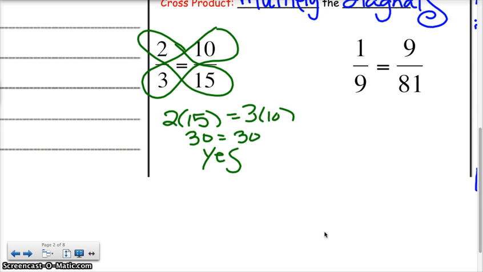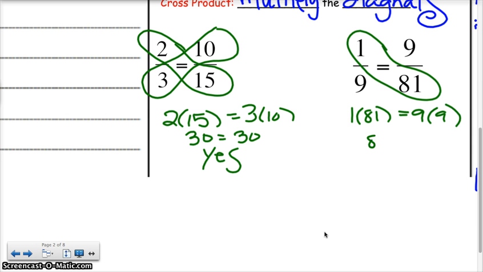Okay, 1/9. You can usually tell right away with 1/9 that it is 9/81st. Okay, because you can see you multiply. But let's just set it up with the cross product. Does 1 times 81 equal 9 times 9? 81 equals 81. Yes.